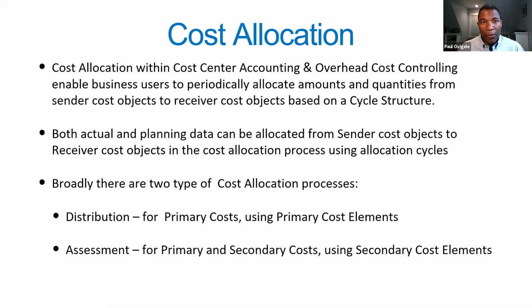When we talk of cost allocation in cost center accounting and overhead cost controlling, it's what enables business users to allocate amounts and quantities from a sender object to a receiver object. Typically you have actual data and plan data which can be allocated from these sender cost objects. Cost objects are typically cost centers, internal orders, WBS elements, and then receiver cost objects, in this allocation process using what are called allocation cycles.